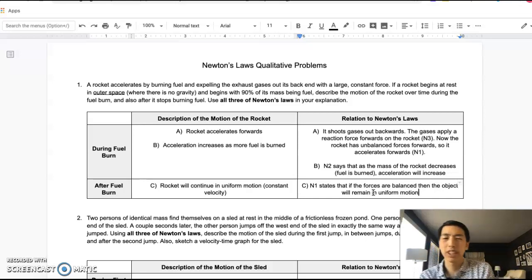All right, so there is example number 1. Okay, I describe the motion of the rocket during the fuel burn and explain why based on Newton's laws, being sure I state specifically which law applies to which part of the motion, and do the same thing for after it stops burning fuel. So in the next video, I'm going to do example 2.